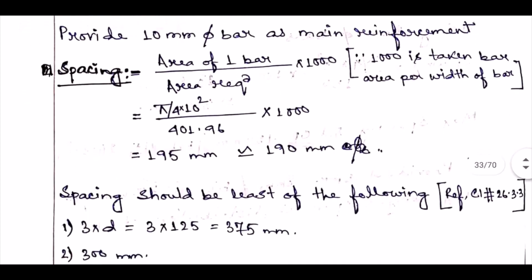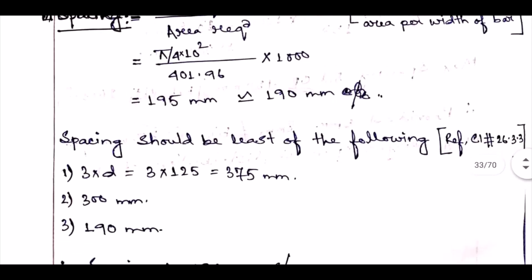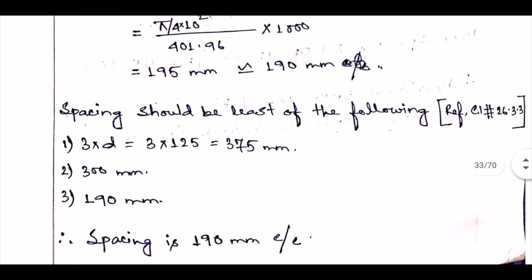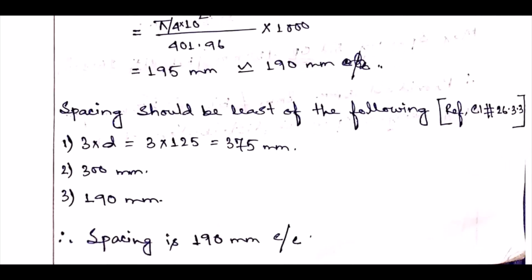Now spacing should be least of the following. This is as per clause number 26.3.3. 3 into effective depth, that is equals to 3 into 125, that is equals to 375 mm, or 300 mm, or which we get from here 190 mm. So from these three, least value is 190 mm, so spacing is 190 mm center to center. So this criteria is written in clause number 26.3.3. So let's go to the code and check out this clause.